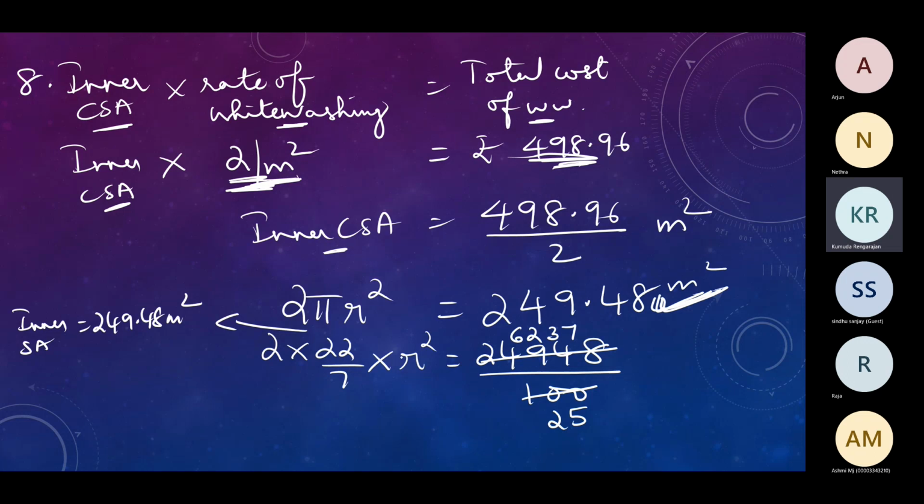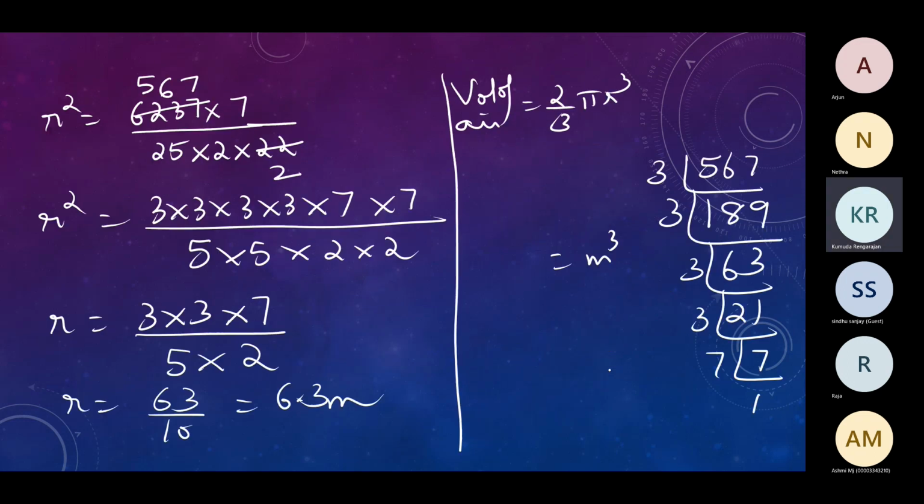So now we have to work ahead with this equation to find the value of R. So 2 into 22 by 7 into R square is equal to, here we're shifting the decimal point by 2 places, so we divide by 100. Then on transposing and simplifying, this is what we get. 567, we are not going to multiply these two. Instead, we'll find the prime factors of 567.